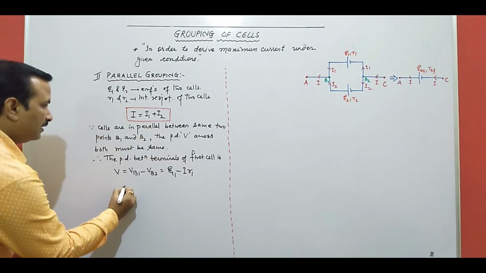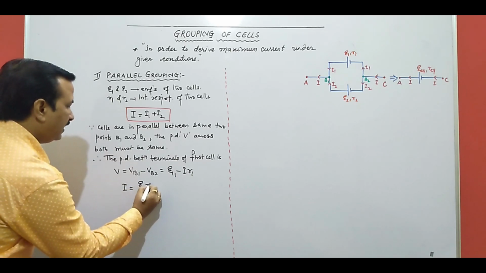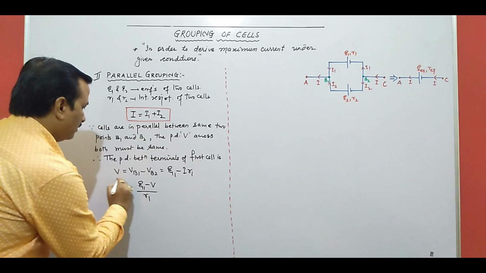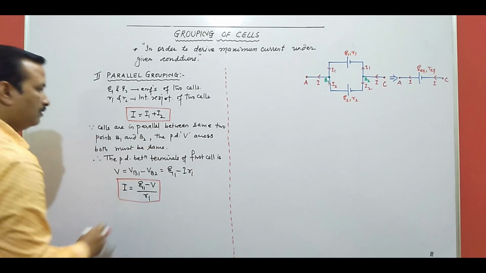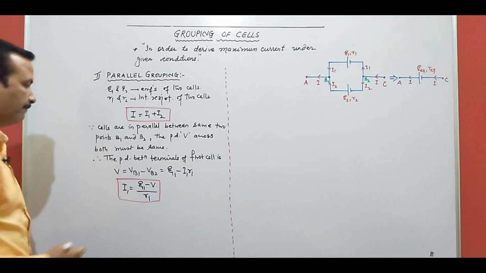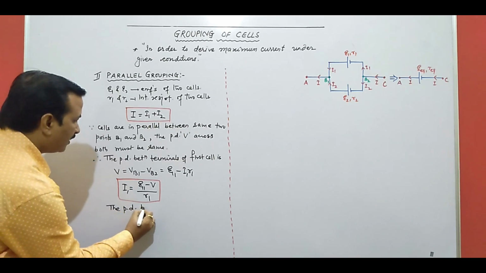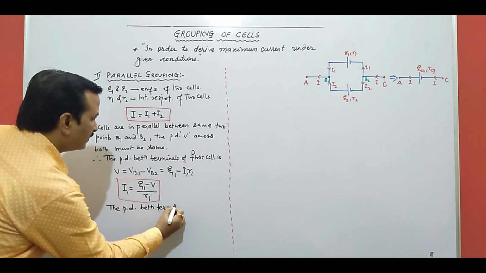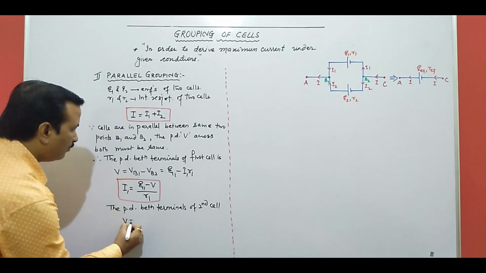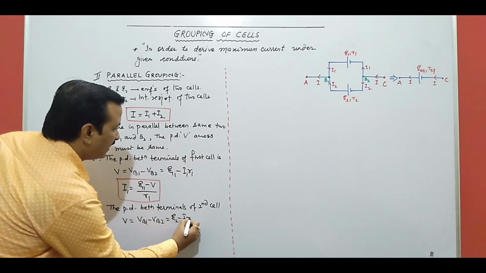From here we can get I equal to how much? This side. So E1 minus V upon R1. This is for the first one. So we can write I1, here it is I1. Okay. So therefore similarly we can take the potential difference between terminals of second cell. We will get V is equal to VB1 minus VB2, which is again equal to E2 minus I2 R2.